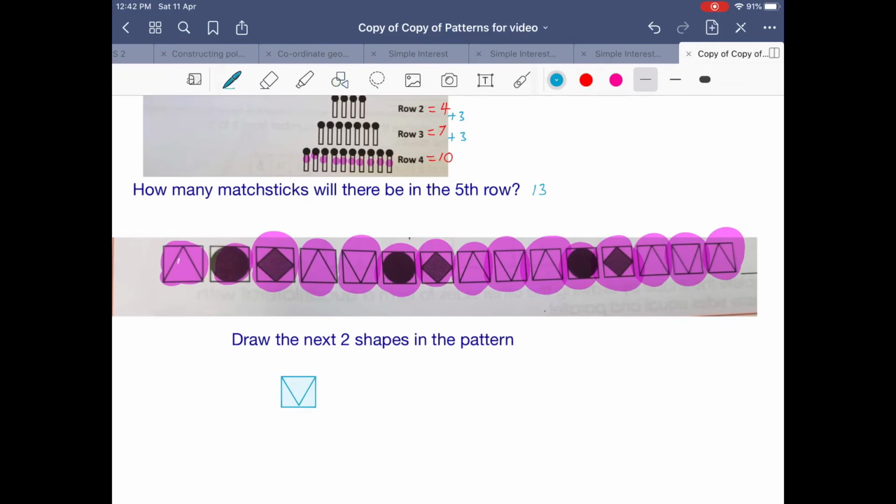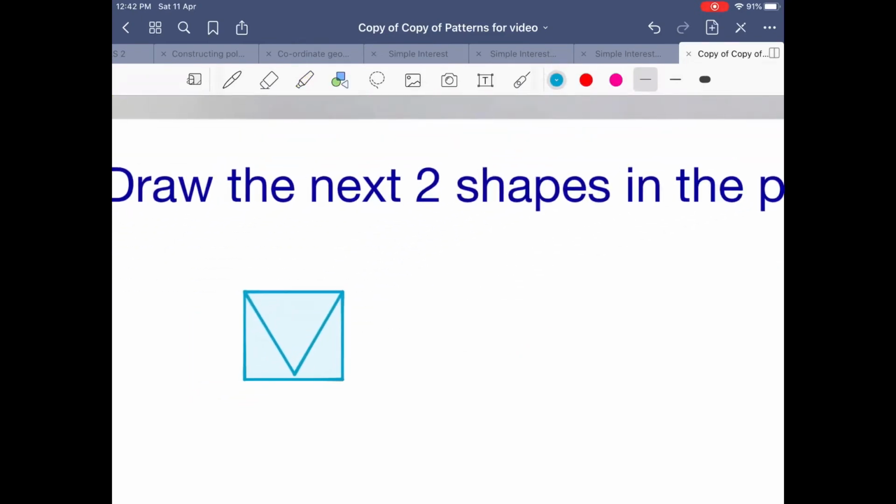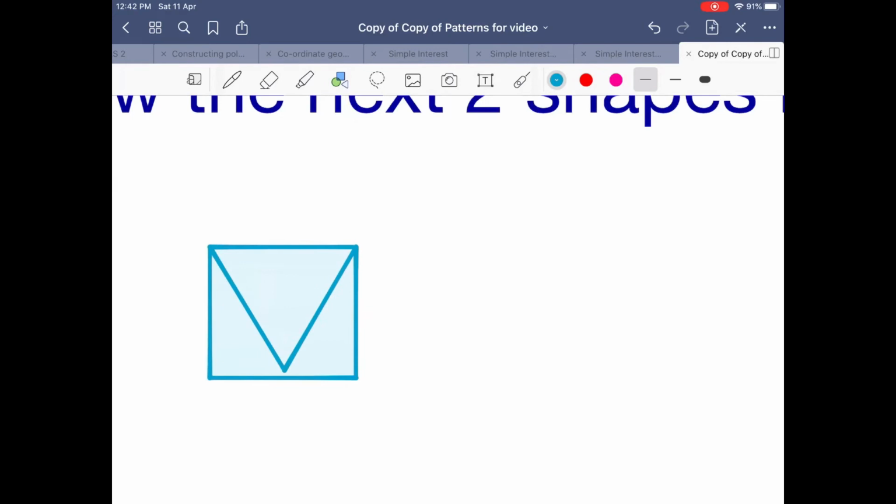So we are seeing that we have 1 here, 2 of these here, 2 of the triangles, 3 of the triangles. So this one should be 4 triangles, and then we go back to the circle and the rhombus. So after the down triangle, we will go back to the circle.